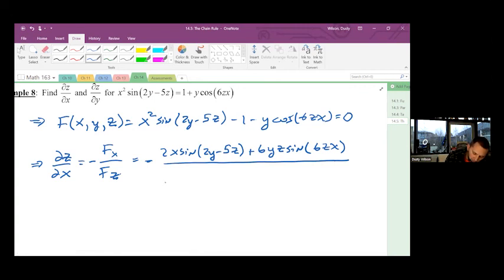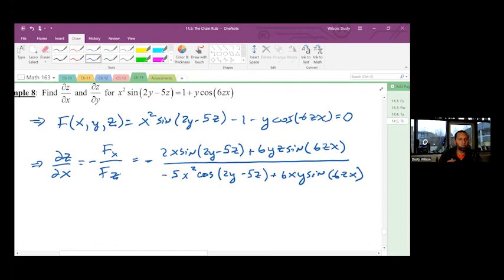Here I'm going to need the chain rule. So I'm going to have a minus 5x squared. Derivative of sine is cosine. Cosine of 2y minus 5z minus 0, plus the derivative with respect to z, which would be 6xy sine of 6zx. It's pretty crazy. It's like one step to do implicit differentiation, which I really like. So we could do the other one.